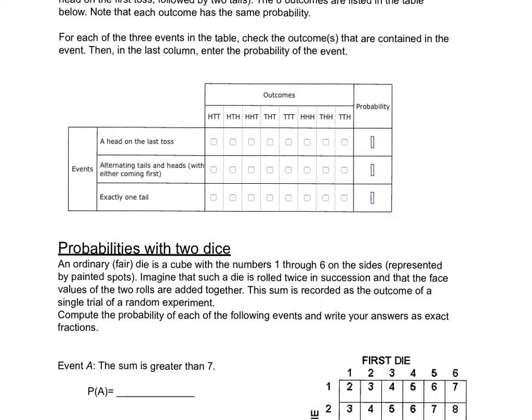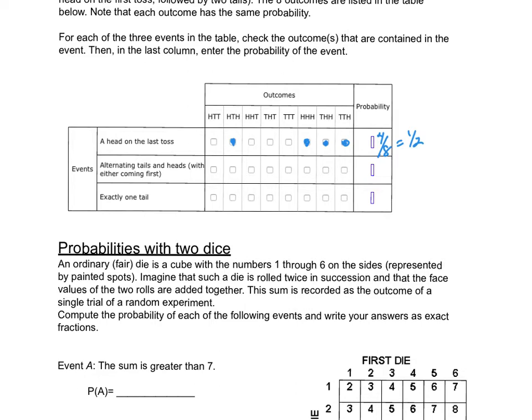So you're going to check the outcomes that are contained in the event. So the event, getting a heads on the last toss. You'll look through here. Well, this one, last toss. This one, last toss. This one, this one. There are 4 out of 8. That's 1/2. You've got a 1 out of 2 probability because what we want is heads on the last toss out of the total possibilities. Okay, let's look at the next one.